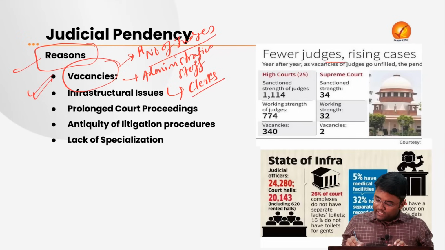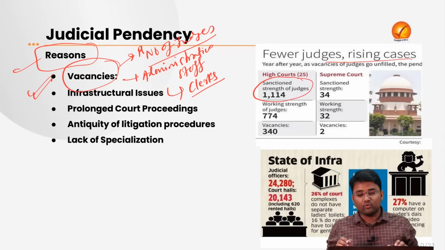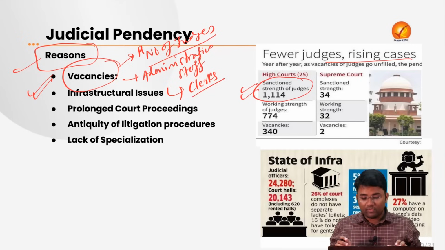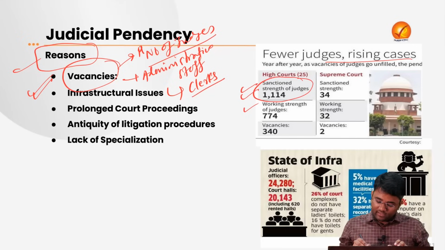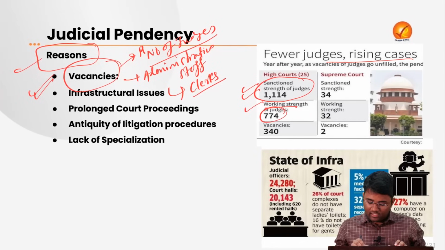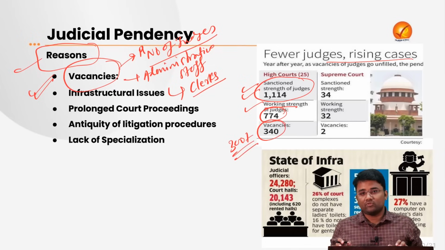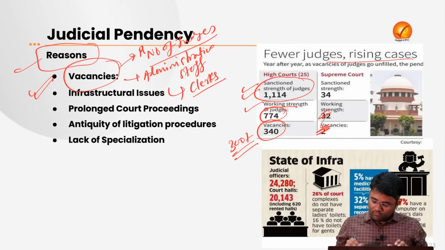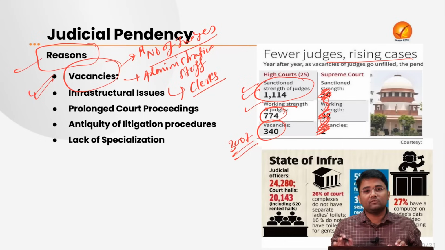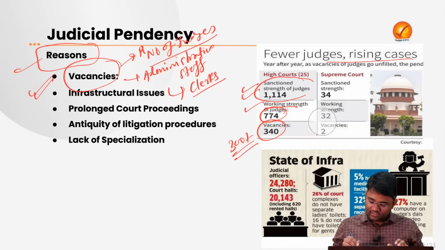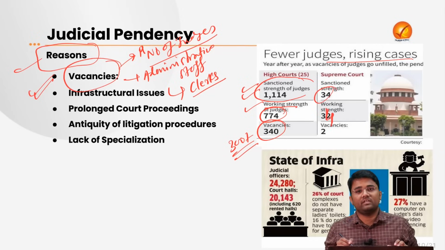As per data from the Law Ministry, the sanctioned strength of judges in the High Courts is 1114, whereas the present working strength is only around 774. At present, more than 300 vacancies are there in the High Courts of India where judges are not present. Apart from this, the Supreme Court is working at its full strength. The sanctioned strength is 34 and the working strength is also 34.